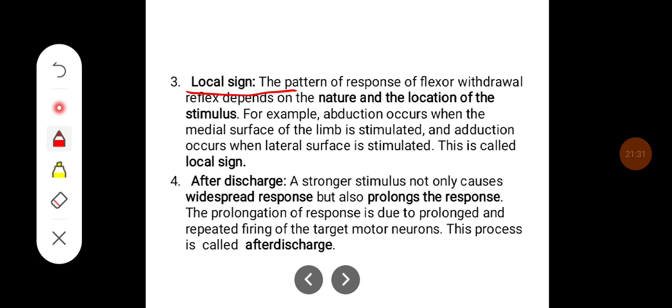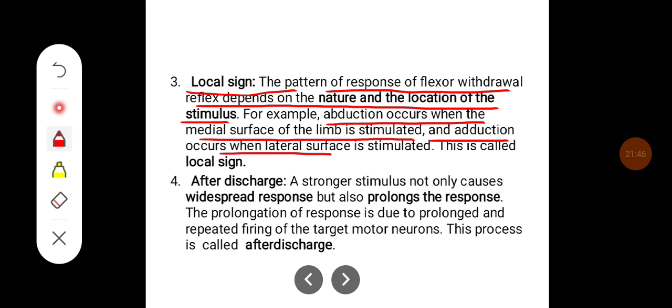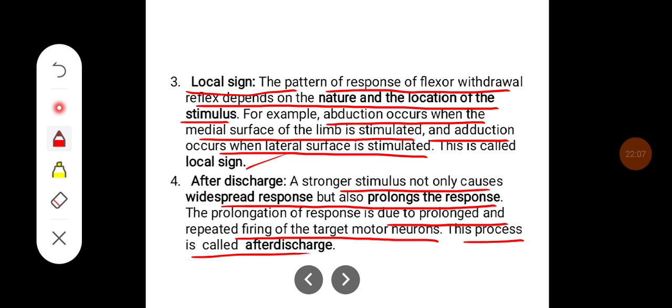So there is a local sign. The pattern of response of the flexor withdrawal reflex depends on the nature and location of the stimulus. For example, abduction occurs when the medial surface of the limb is stimulated, and adduction occurs when the lateral surface is stimulated. So this is called the local sign. After discharge: a stronger stimulus not only causes widespread response but also prolongs the response. The prolongation of response is due to the prolonged and repeated firing of the target motor neurons, and this process is called after discharge.